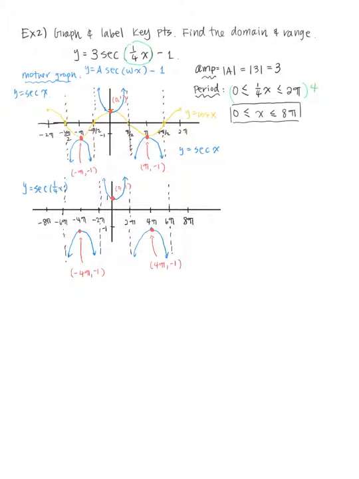Okay, so now let's go with y equals 3 secant of 1 over 4x. Okay, so all you have to do is change the 1 and -1 to 3 and -3. That's all you got to do. So let me just draw that out. Why did I put that in black? Okay, I mean blue, sorry. I need to put that in black. Okay.